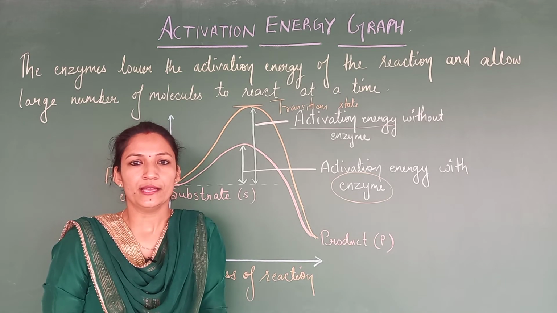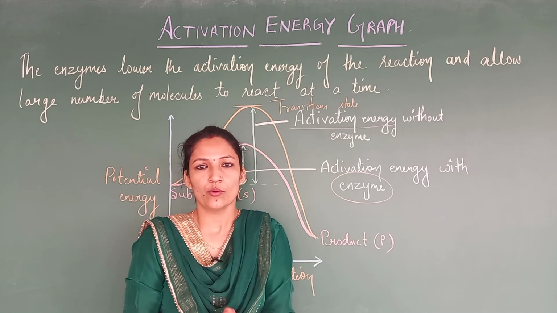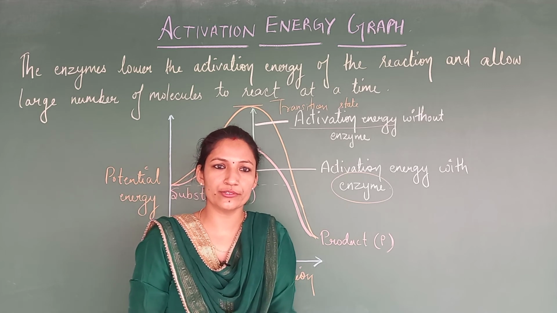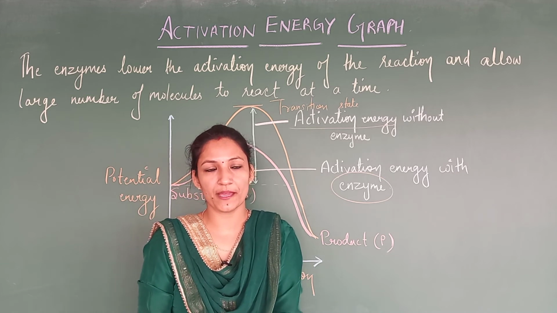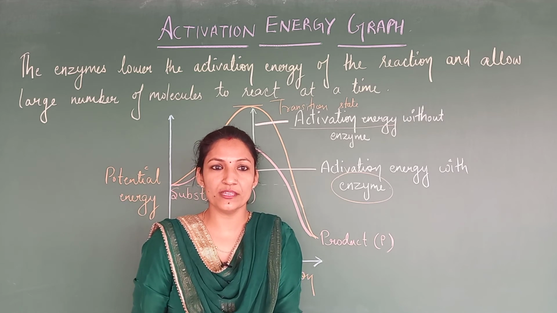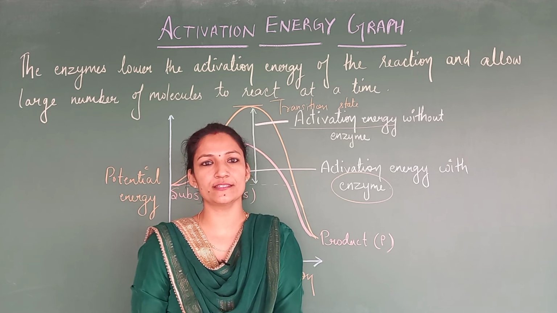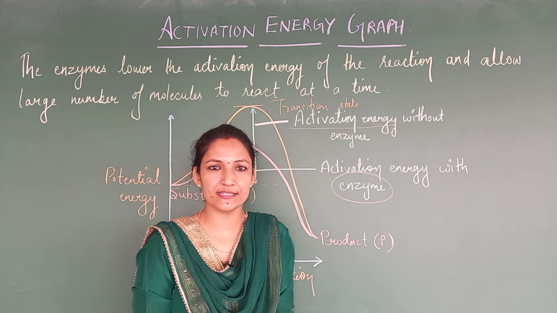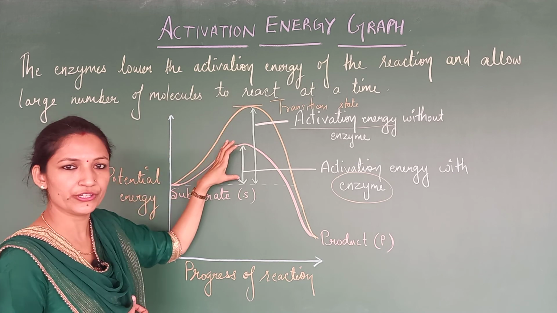For example, in a chemical reaction of the carbonic anhydrase enzyme, without its involvement, CO2 and water are converted into carbonic acid at 200 molecules per hour, and after adding the enzyme, the rate of reaction is multiplied millions of times. So that is the effect of an enzyme in a chemical reaction. This graph represents that after adding enzyme, the activation energy is reduced.